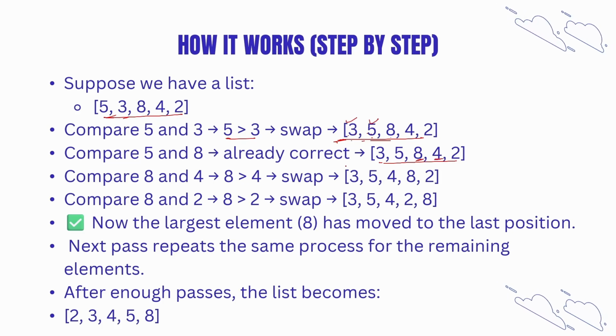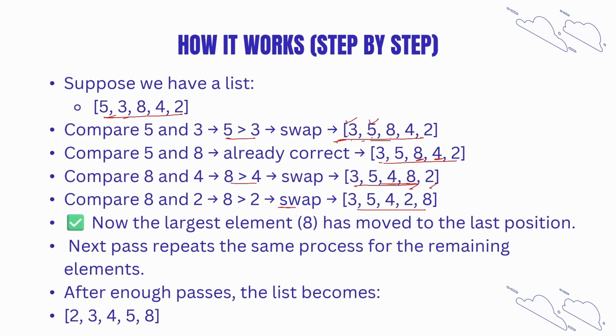Next we'll be comparing 8 and 4. Since 8 is greater than 4, again we will swap. We swap them and our list will become 3, 5, 4, 8, 2, because we have swapped 4 and 8. Next we'll be comparing 8 and 2. Since 8 is greater than 2, again we have to swap. After swapping, our list becomes 3, 5, 4, 2, 8.